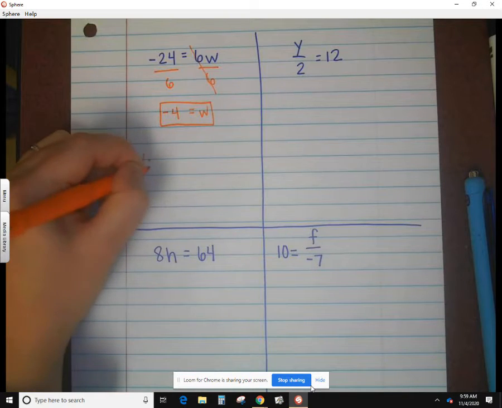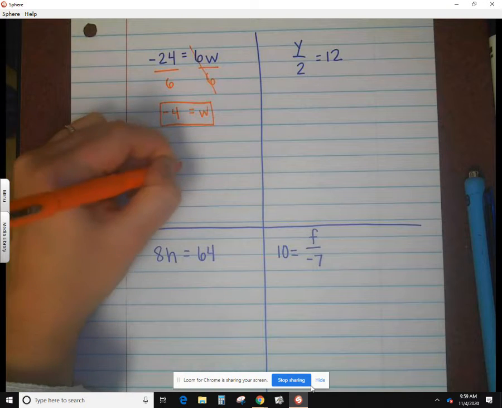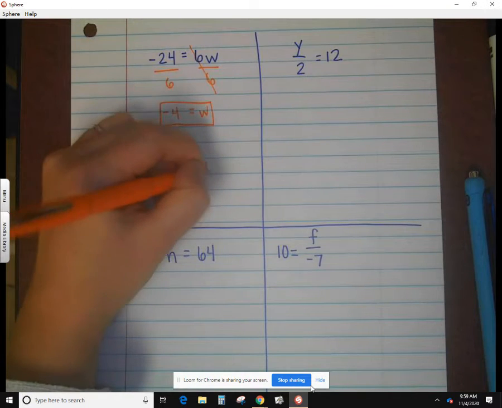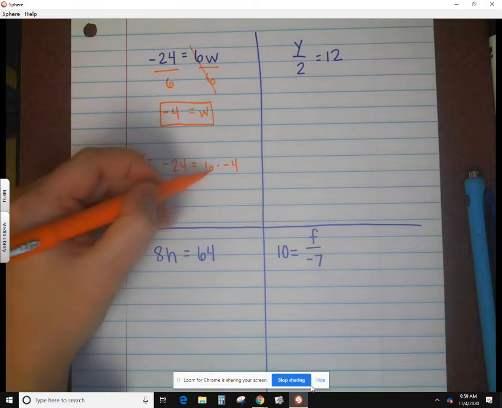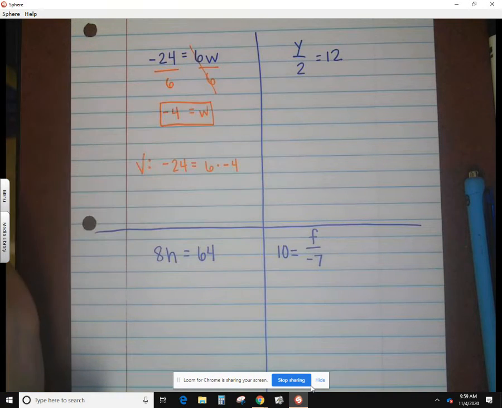And we always want to check our answer. So we're going to rewrite our original equation, but instead of the W, we're going to plug in -4. And 6 times -4 is -24, so we know we got that correct.